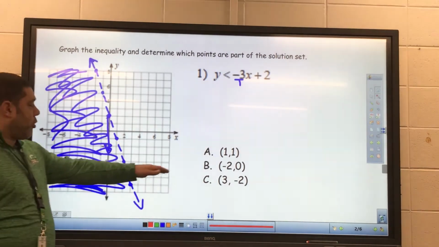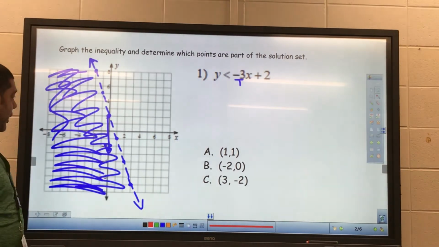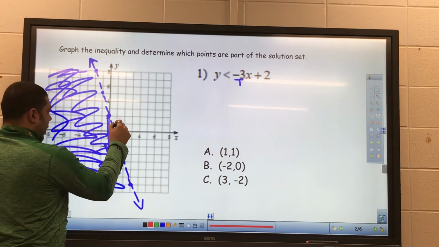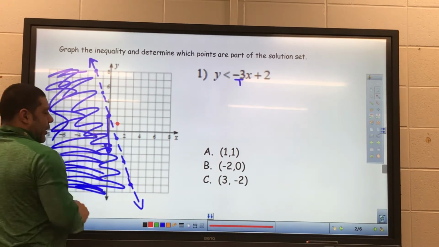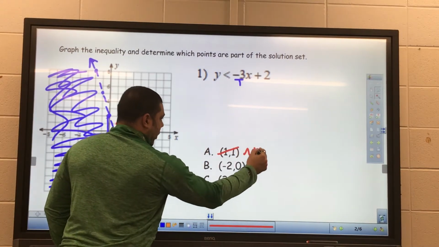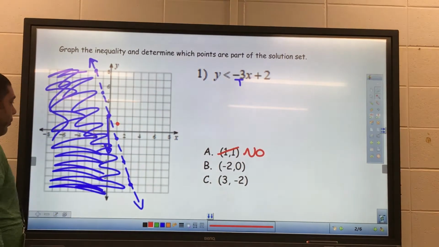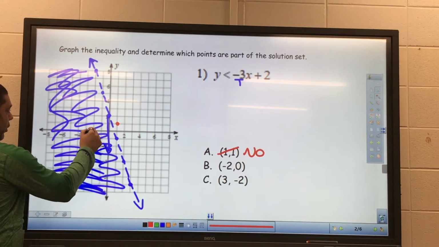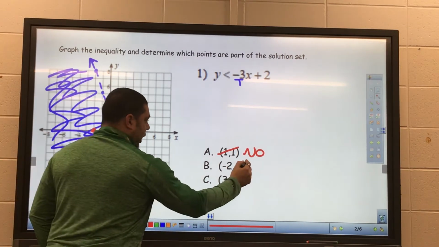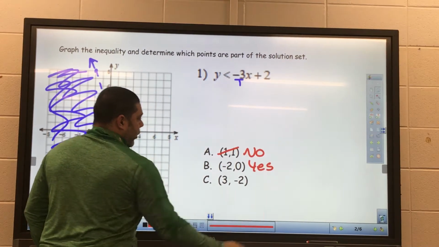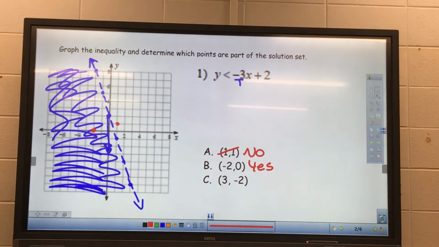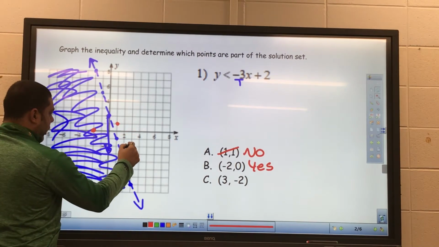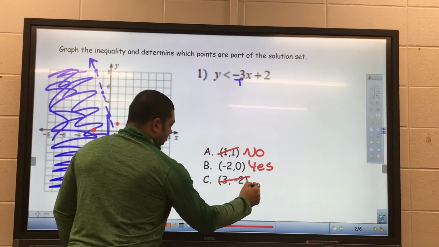Now the second part is determine if any of these are part of the solution set. So I'll start with 1, 1. It's right there. Well, that is not in the shaded region, so that would be no, not part of the solution set. -2, 0 is right here. It is a part of the shaded region. So yes, that is part of the solution set. And the last one, 3, -2. 1, 2, 3, -2, and that would be no.